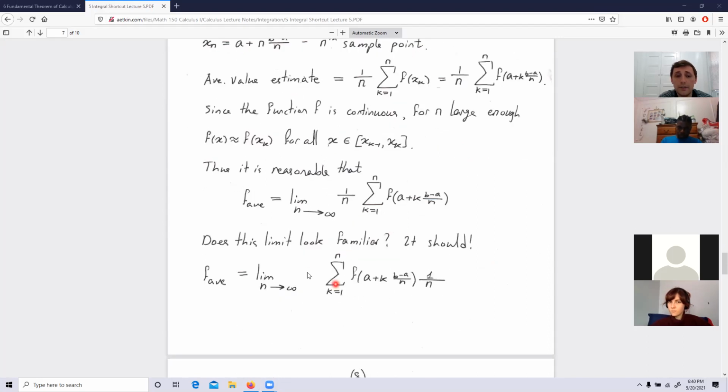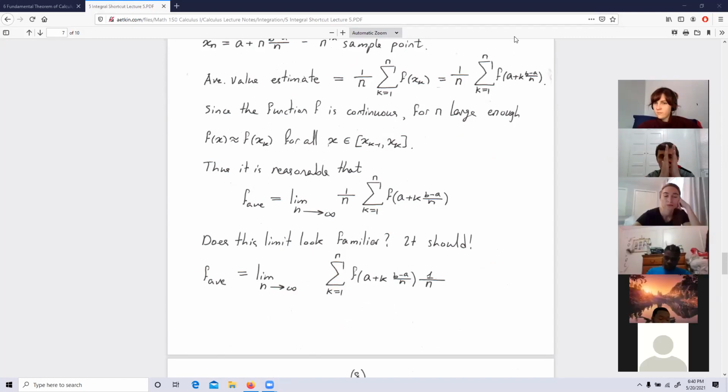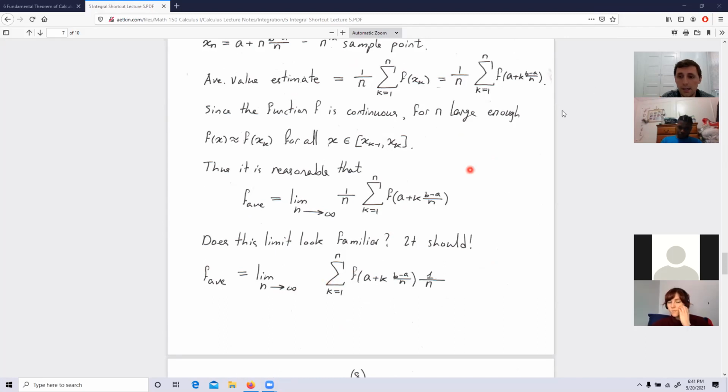Now I can write the average formula, then I take the limit. If it's a continuous function and I make the segments very thin, and I then have a lot of samples very near together, then I will have a very good representation of the actual average. So then I take the limit as n goes to infinity. Do you see that, guys?